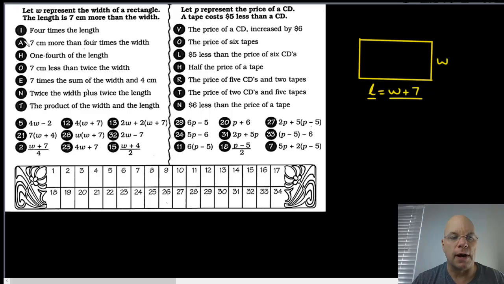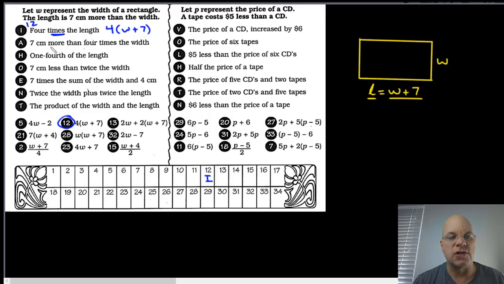And so for I here, where it says 4 times the length, of course that would be 4L, but we're expressing the length as W plus 7, so it's 4 multiplied by W plus 7. And I would recommend, even though you have this bank of answers to choose from down here, I think the best way to do these is ignore these expressions until you've written your own expression, and then try to match your own expression to one of these. And we see it right here. 12 is 4 multiplied by W plus 7, so I is 12, and so in the 12 box I'll put the letter I.